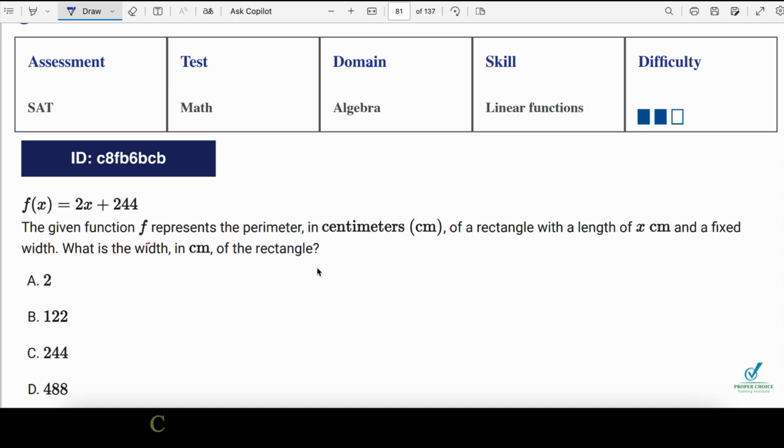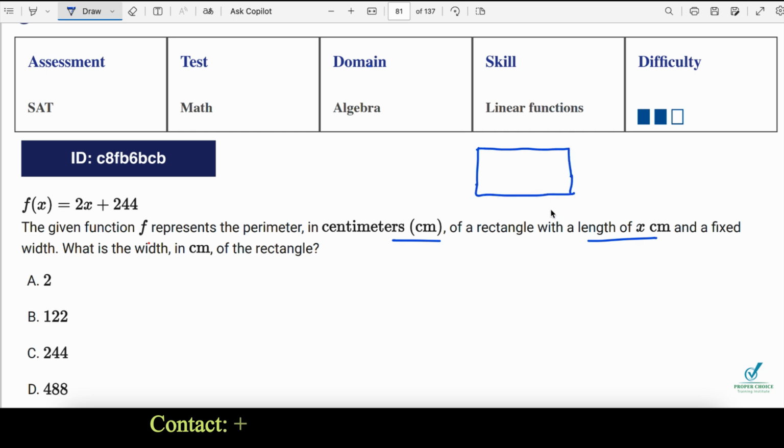Given function f represents the perimeter in centimeters of the rectangle with length of x and a fixed width. What is the width in centimeters of the rectangle? By the way, what is the perimeter of a rectangle? A rectangle is a four-sided shape. So it's basically a geometry question, okay?